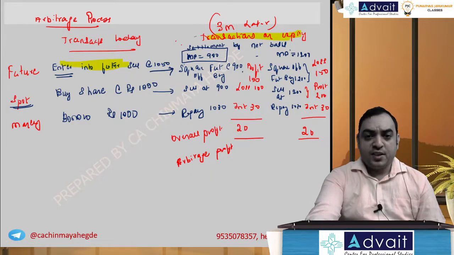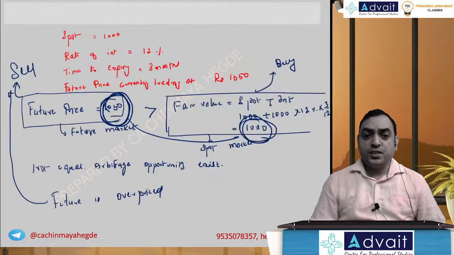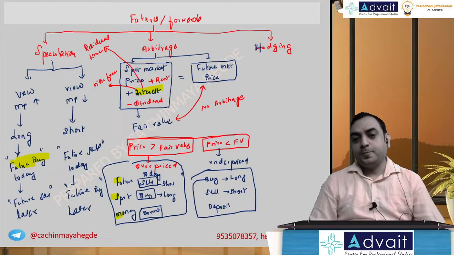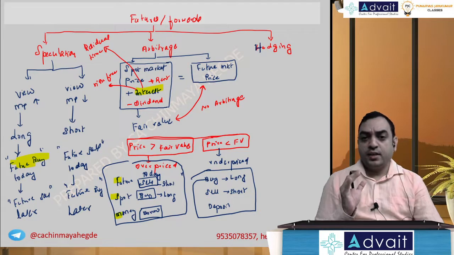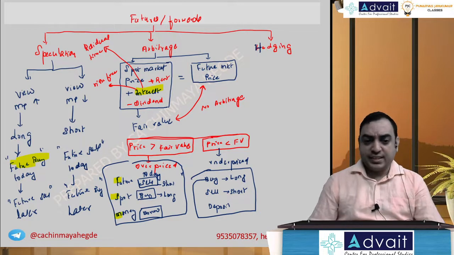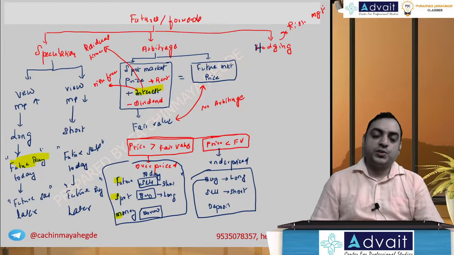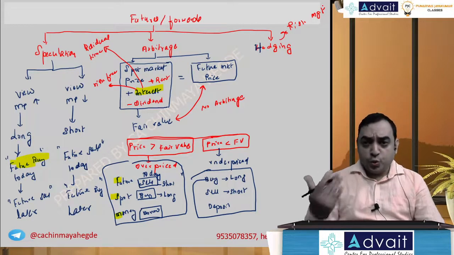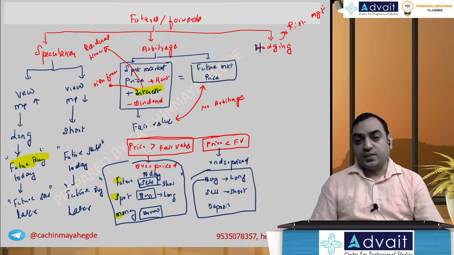Okay, so after speculation and arbitrage, now we are moving towards the next one, which is hedging. From an exam point of view, it is definitely very important. At least 2 attempts once this area has been tested. So what is hedging? Essentially, hedging is a risk management tool or risk management process. You can use it for increasing the risk, avoiding the risk, or minimizing the risk.